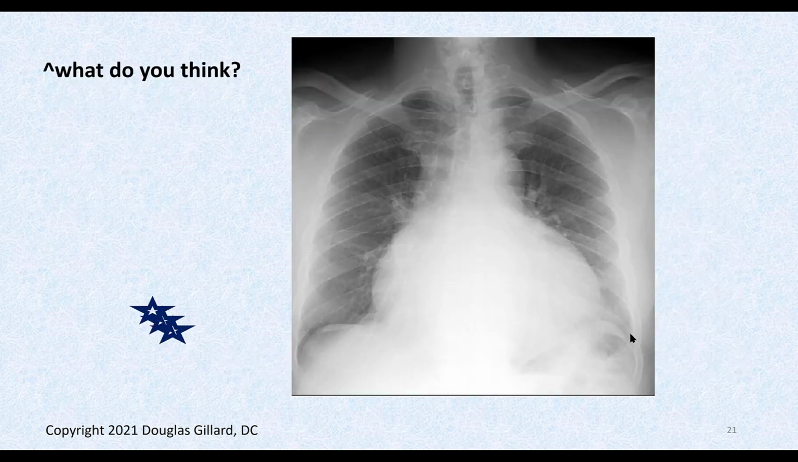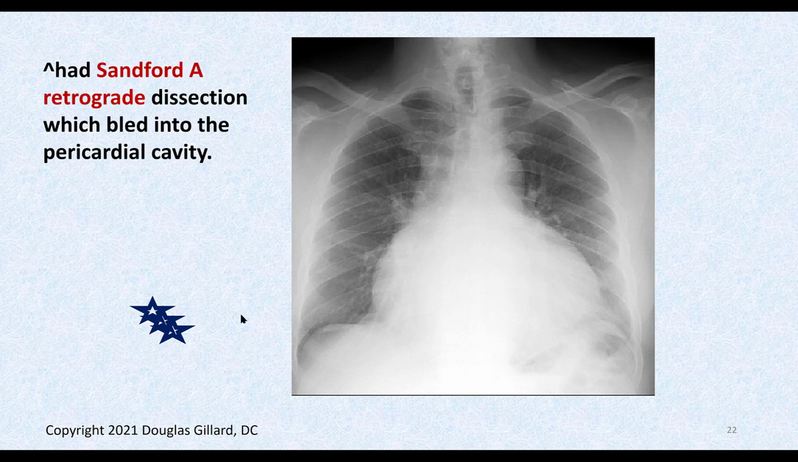Okay, now here's our patient's chest film. And you're like, whoa, that's way too big, right? Look at how huge the heart is. That's taking up way more than a third. So yeah, that's no good. He ended up having a Stanford A dissection that was bleeding into the pericardial cavity, and he started getting shocky because he didn't have much blood being ejected from the heart anymore.